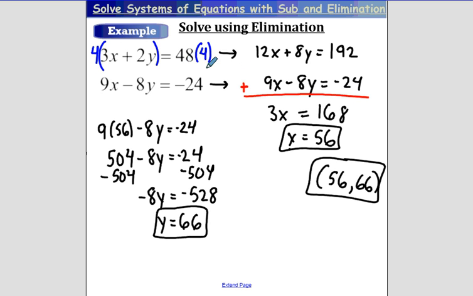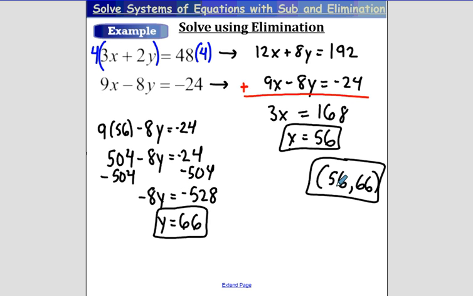9x, multiply the top by 4. That looks fine. The bottom stayed the same. If I add, that looks right. Put 56 in here. Subtract. I am not seeing it. Let's check it real quick.